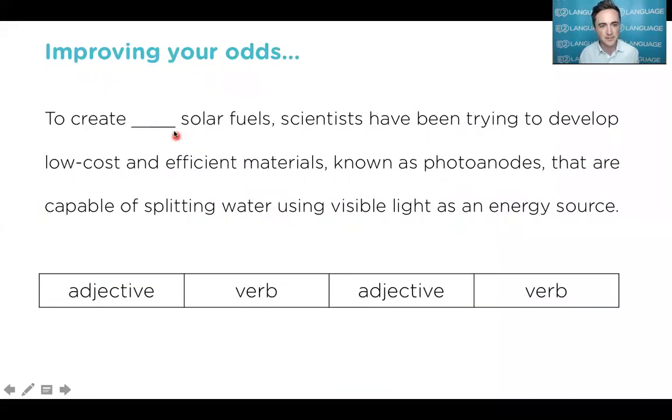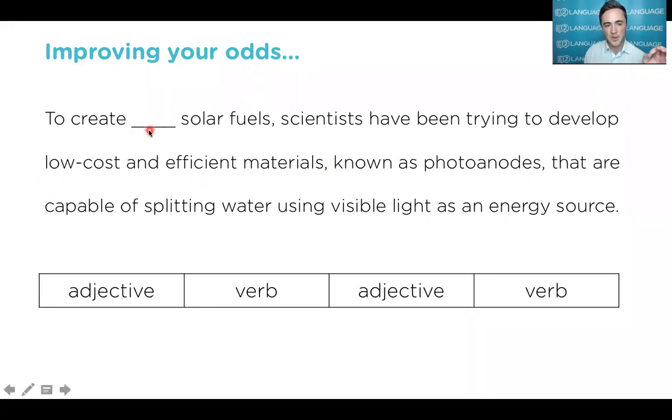Just type into the chat whether this missing word is just an adjective or a verb. Oh, some people saying adjective, some people saying verb, some people have no idea. All right, good. Most people are getting it right. Sweetie Dirac has no idea. Good, that's fine. At least you're honest.